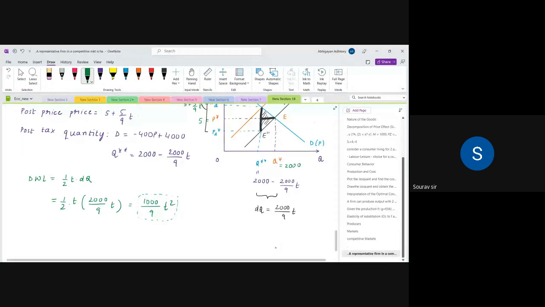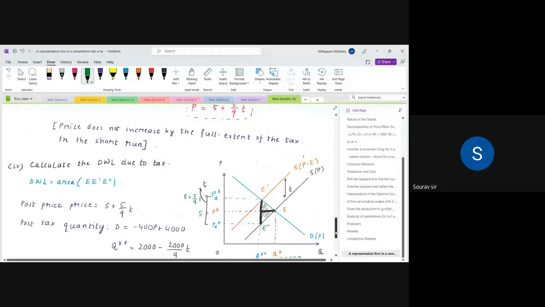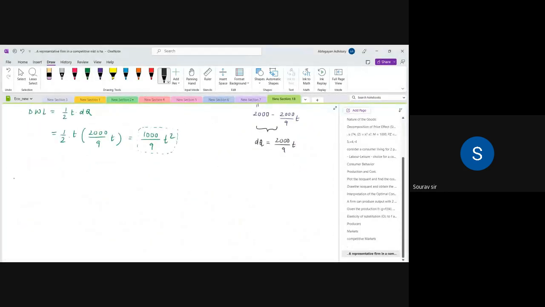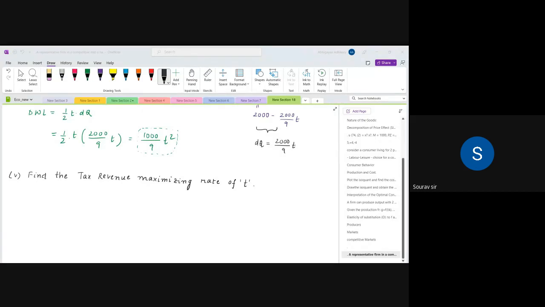And now the final question on this part 5. Find the tax revenue maximizing rate of small t. Okay. What is the tax revenue? Can anyone tell me? Any guesses from anyone?